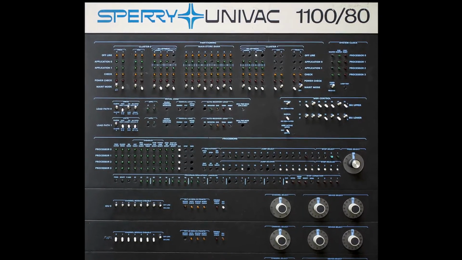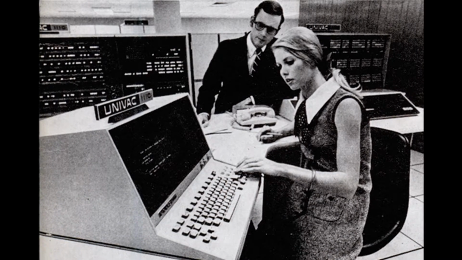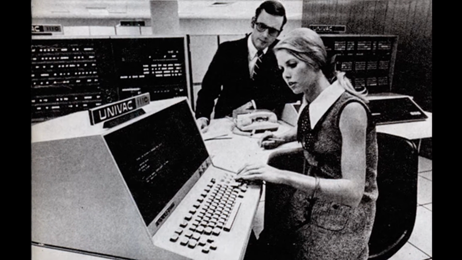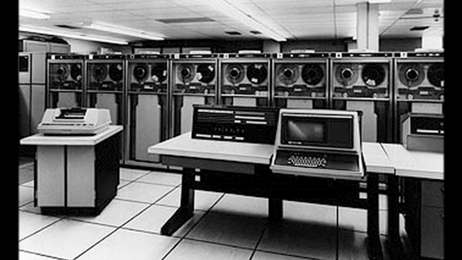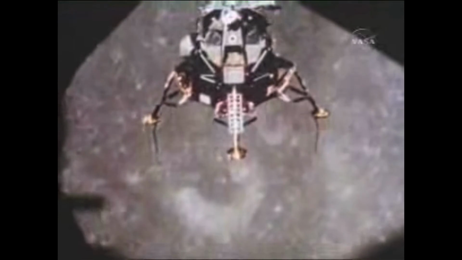This is a UNIVAC 1100 series model computer. MECC used this type of computer as their original mainframe. At the time, this was an advanced machine with 64K of memory. In comparison, NASA also used this same model, but from what I understand, NASA's was just slightly different.